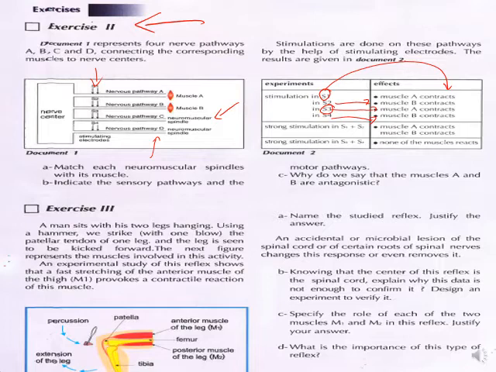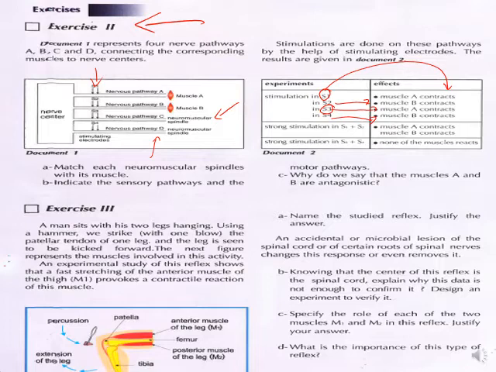Indicate the sensory pathways and the motor pathways. The pathways A and B are the motor ones, while C and D are the sensory ones. Why do we say that the muscles A and B are antagonists? So let's see here, A and B. A and B are antagonists, meaning that they act in the opposite way. One of them is relaxing, the other is contracting.